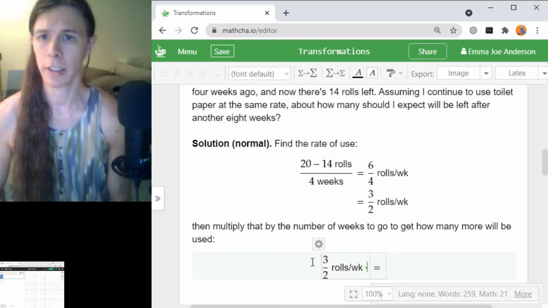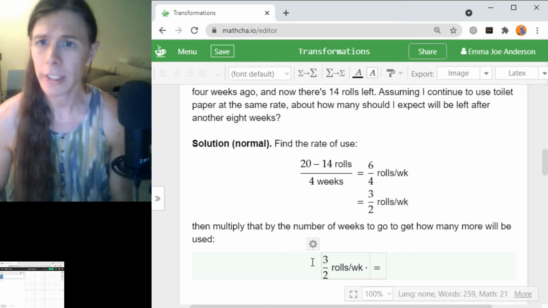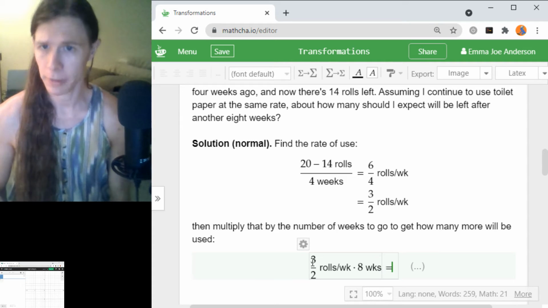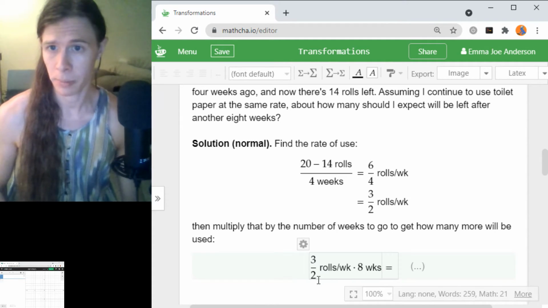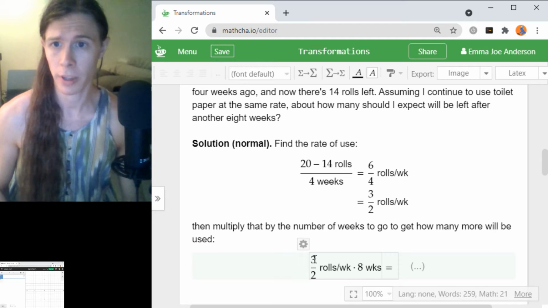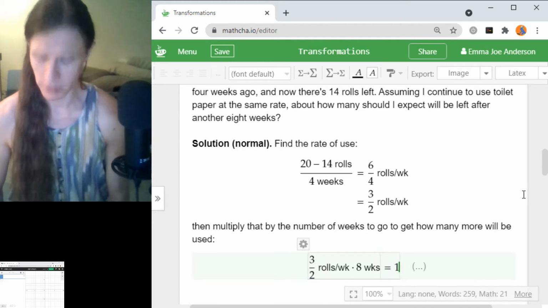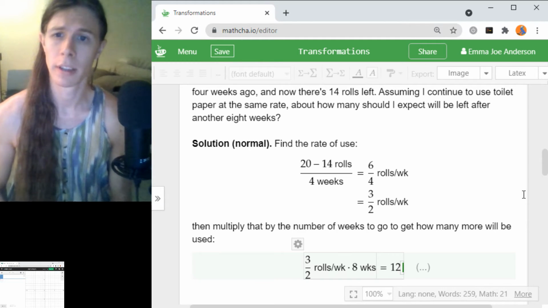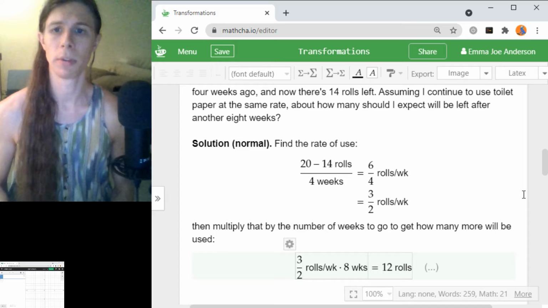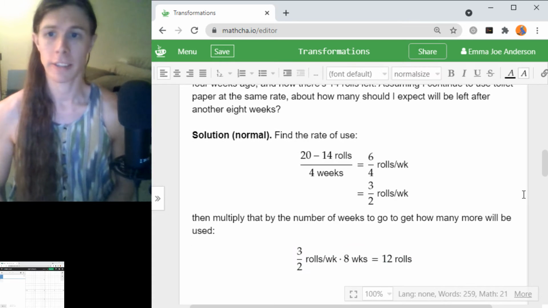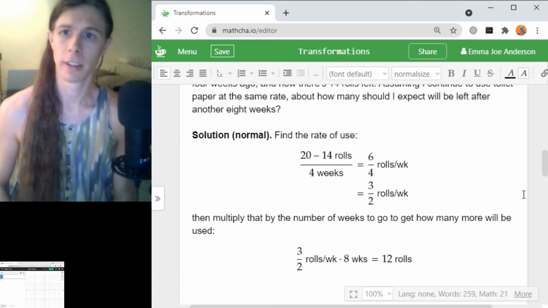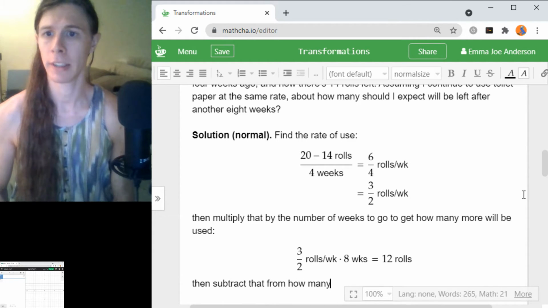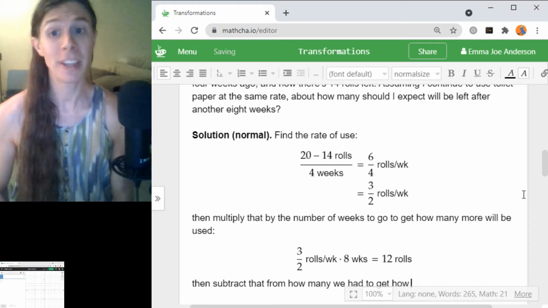and multiply by 8 weeks. The weeks cancel, you're left with, I'll divide by 2 first to get 4 and then multiply by 3 to get 12. So that's rolls. 12 rolls. That's how many more will be used. Then subtract that from how many we had to get how many we will have.